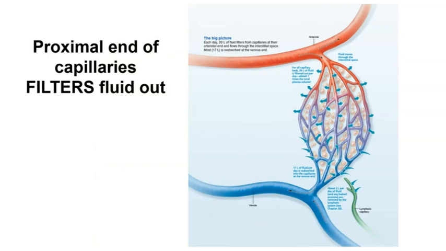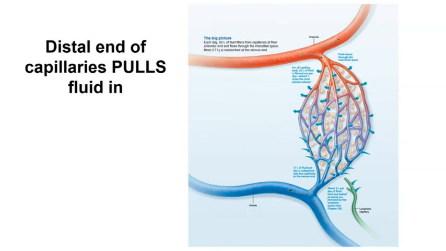So in general, we see that fluid is pushed out of the capillaries at the arterial side of the capillary bed by capillary blood pressure, which is also called capillary hydrostatic pressure. This occurs because blood pressure is higher at the arterial end, where it's about 35 millimeters of mercury, than it is at the venular end, where it's about 18 millimeters of mercury.